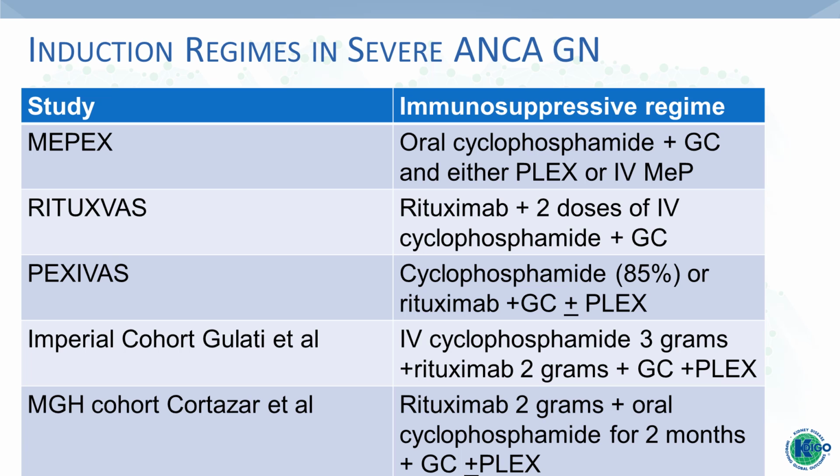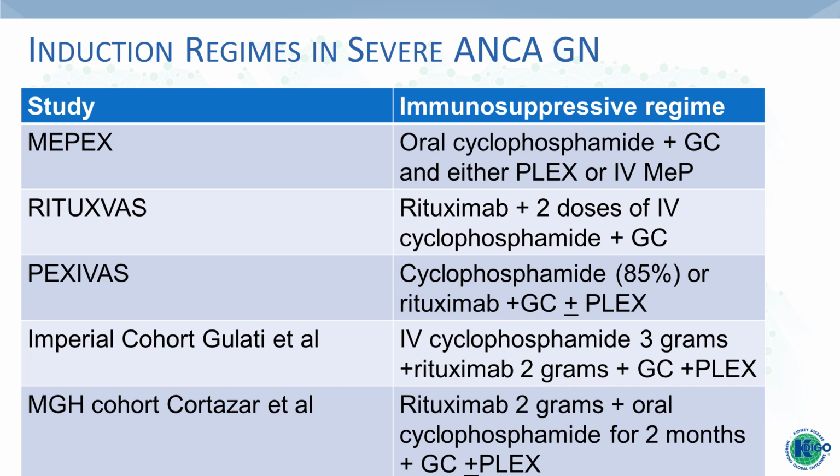Exactly, yeah. So if you look at either trials or observational studies which have looked at this population with severe kidney involvement, the first trial that looked at it was MEPEX, which obviously used a background immunosuppression of oral cyclophosphamide and oral steroids and randomized patients to either get Plex or pulse methylprednisolone. Now we use both in combination.